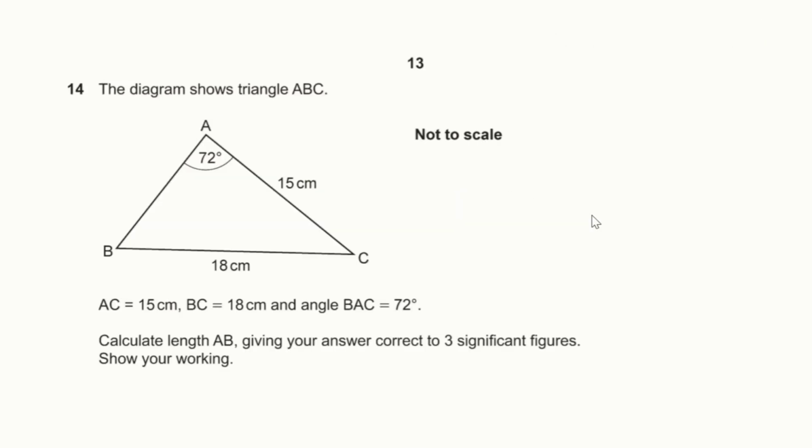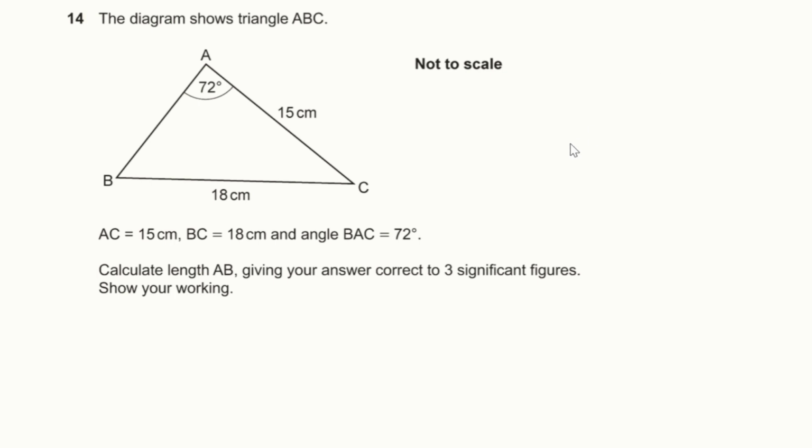Question number 14. The diagram shows triangle ABC. AC is 15, BC is 18 and the angle BAC is 72 degrees. We have to calculate the length of AB, giving our answer to 3 significant figures. Well, first thing we can do is find out the size of the angle B over here, and we can do this using the sine rule.